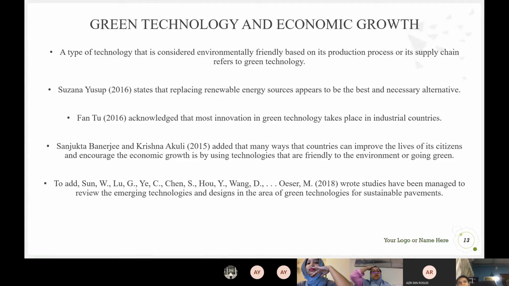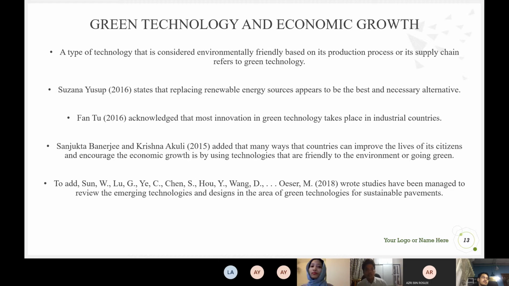Okay, the third one is green technology. Green technology is a type of technology that is considered environmentally friendly based on its production process or its supply chain. Zana Yusof states that replacing renewable energy sources in concurrence with clean energy sources appears to be the best and necessary alternative, as approximately 80% of the world's primary energy consumption is still dependent on fossil fuels.